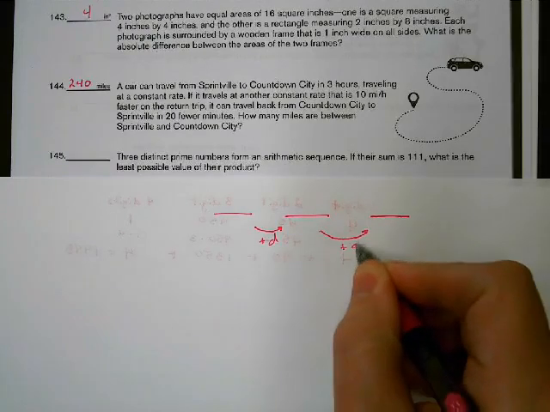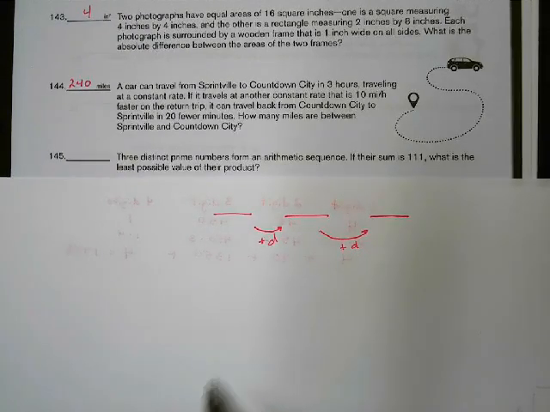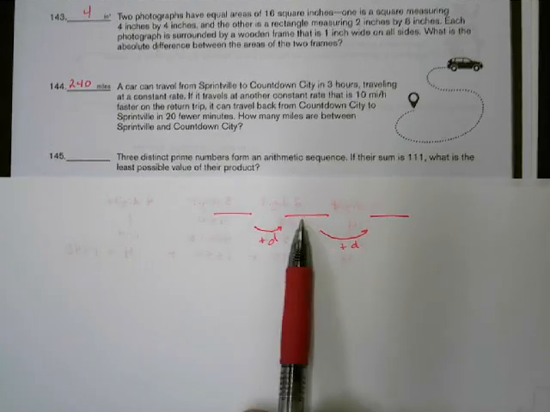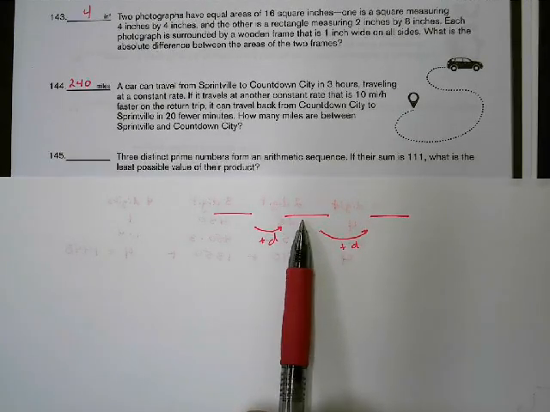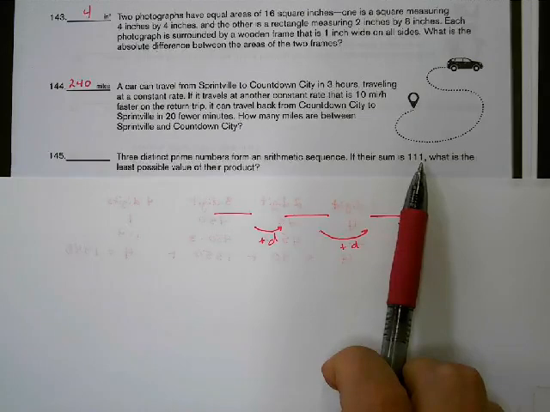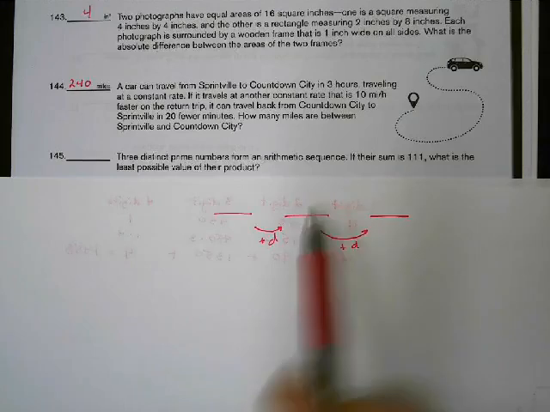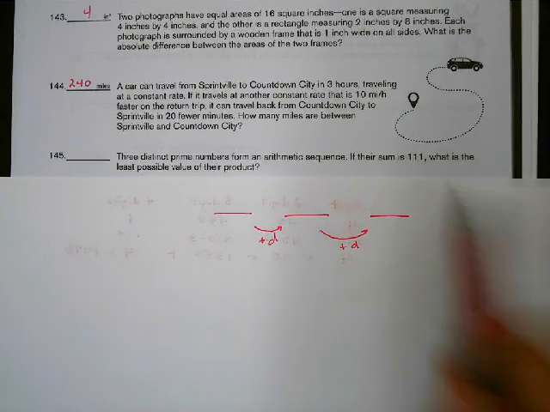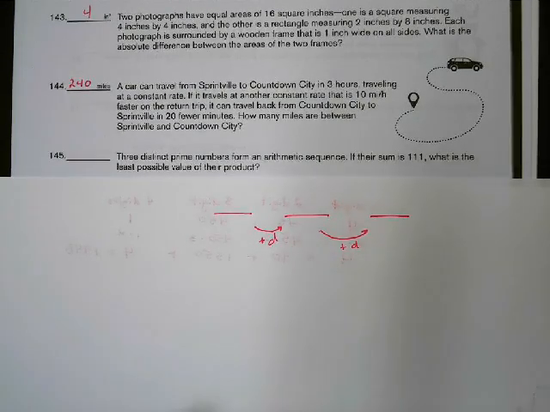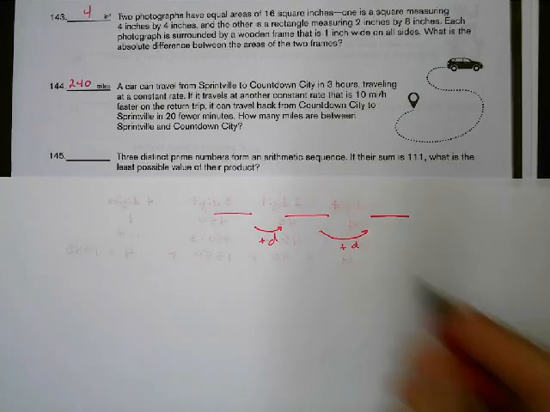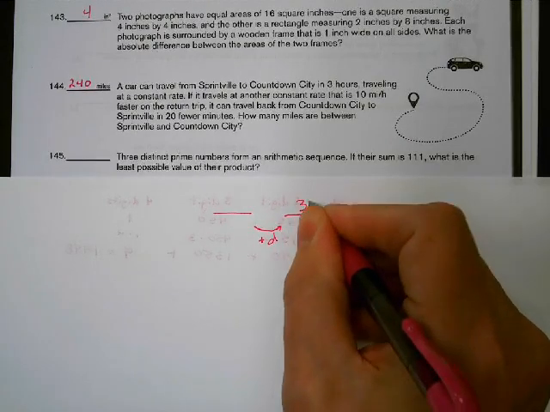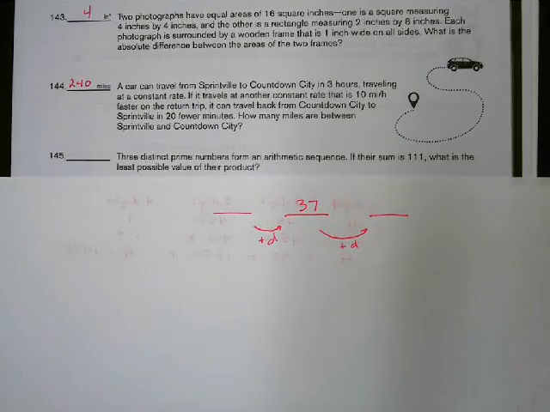Okay, so that means this middle number should be 111 divided by 3. It should be the average, right? It should be right in the middle. So 111, definitely 3 goes into it because 1 plus 1 plus 1 is 3. So we end up with 37 as our middle number. Okay, so that's prime. Everything's looking great now. I just have to find out what these other 2 numbers are on this other side.